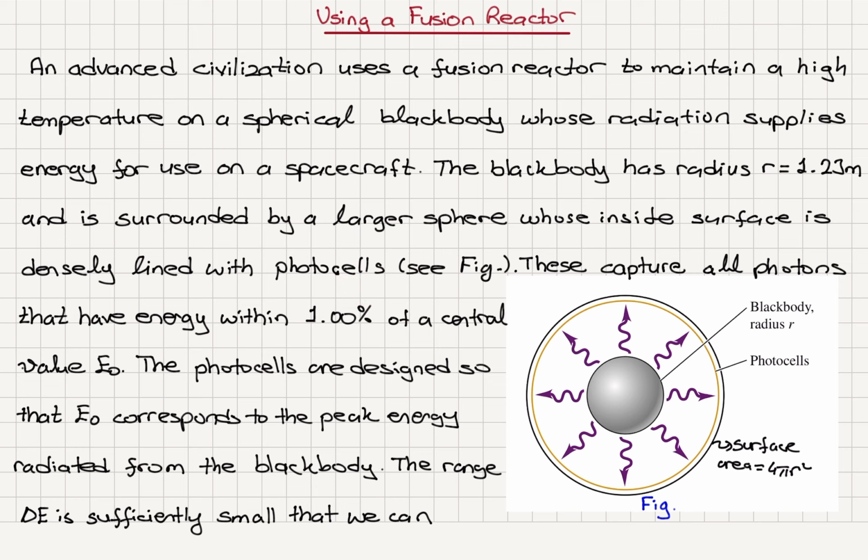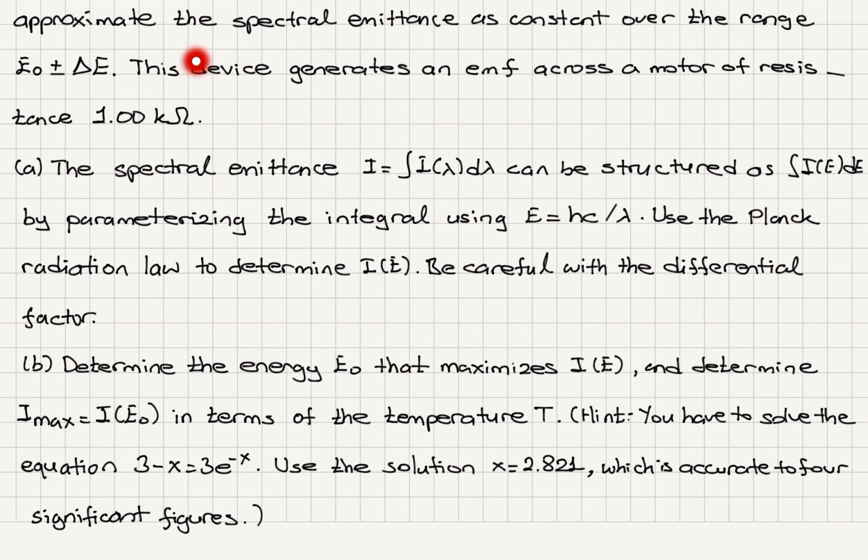These capture all photons that have energy within 1% of a central value E0. The photocells are designed so that E0 corresponds to the peak energy radiated from the blackbody. The range delta E is sufficiently small that we can approximate the spectral emittance as constant over the range E0 plus minus delta E. This device generates an EMF across a motor of resistance 1 kiloohms.